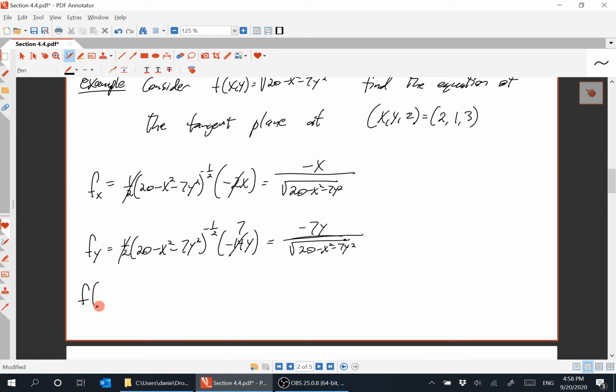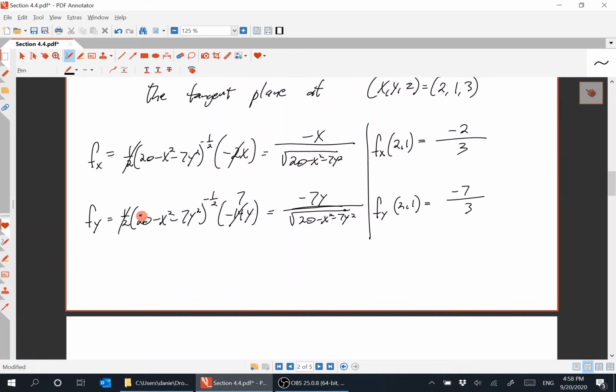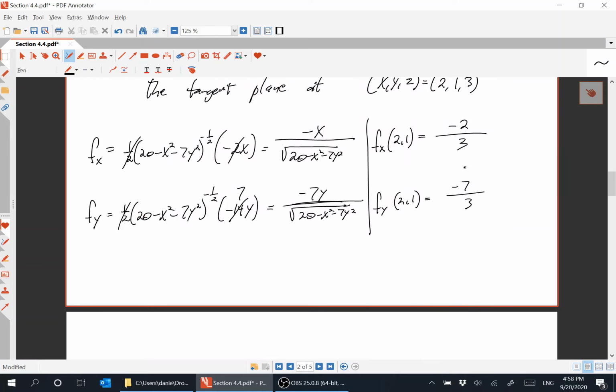So now the partial derivative at the point in question. The partial derivative of f with respect to x at (2, 1) is equal to, well, x is 2, so it's minus 2 on the top. And then this expression was 3, so minus 2/3. And then the partial derivative with respect to y at (2, 1). Well, the minus 7y is minus 7, and then this number down here was 3. So there are the two coefficients that go into the tangent plane equation.